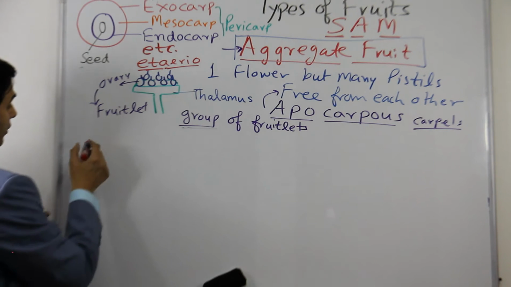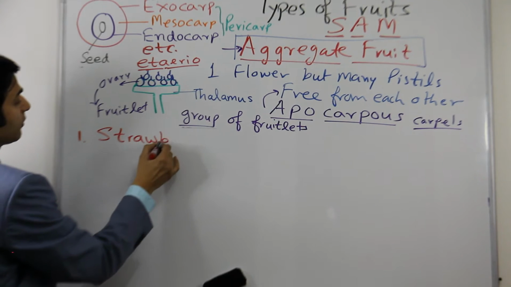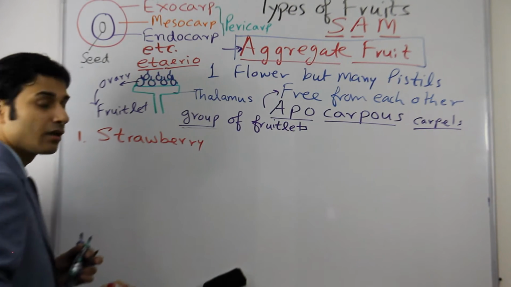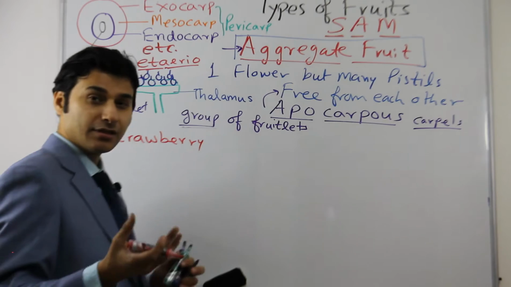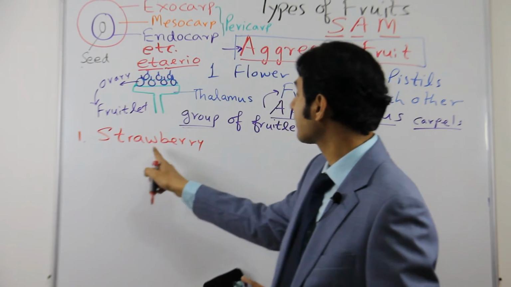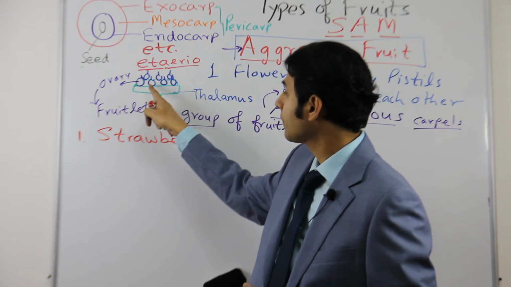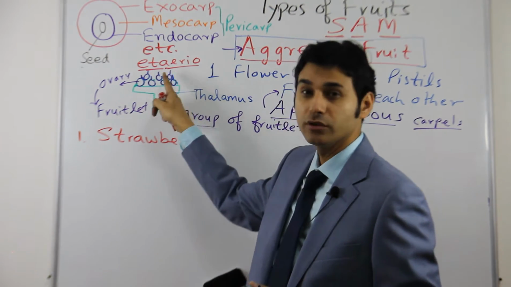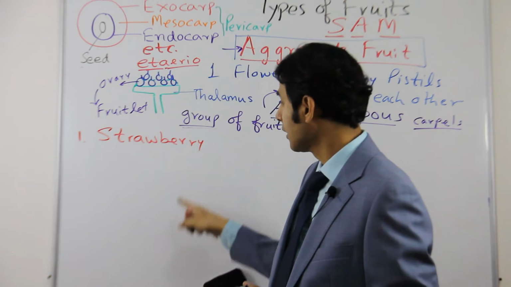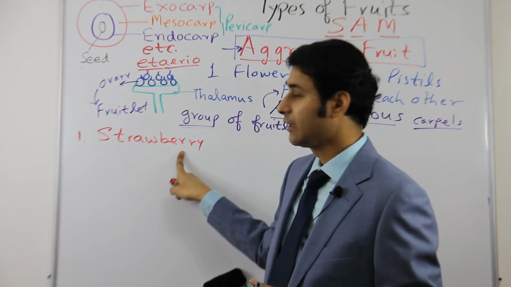Number one, which you might be surprised to know, is strawberry. Strawberry is not a berry at all, first of all. A strawberry is an example of an aggregate fruit where multiple carpels are found on the thalamus. The word berry here is not correct botanically.